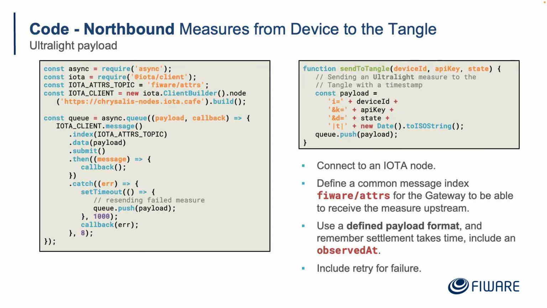It's quite simple. This is just a little piece of JavaScript, Node.js code. You will notice that looking on the right, all you're doing is defining the shape of your payload. This particular one is an Ultralight payload. You can see it's following the paradigm which is used within the GET HTTP format. So it's got this i for the device, k for the API key, and d for the state. And on top of that, as well as any other data we've got in there, we must include a timestamp, because sending data to the Tangle could take a minute.